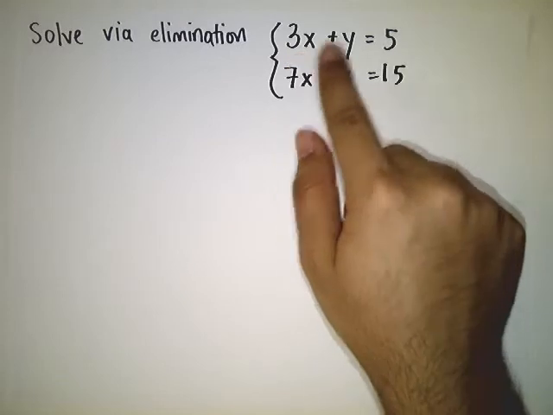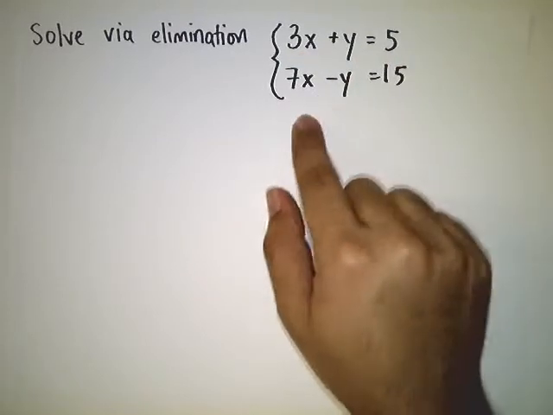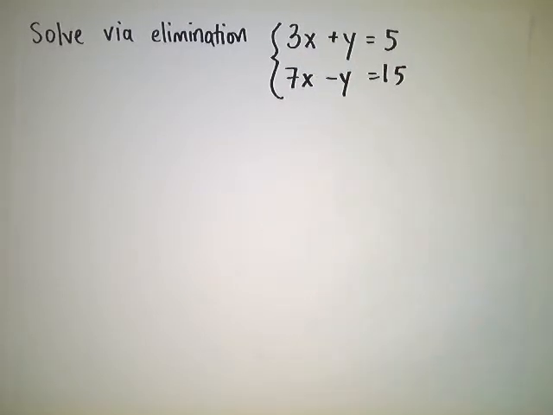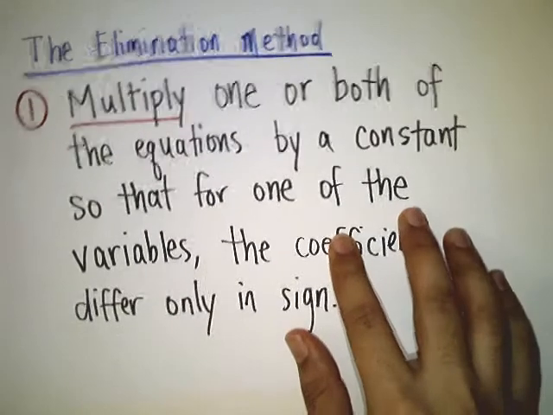3x plus y equals 5. 7x minus y equals 15. Now, you could solve this by substitution, and that's totally okay. But I want to teach you this other method because it can be really, really powerful. Here's the first step. You want to copy this down.